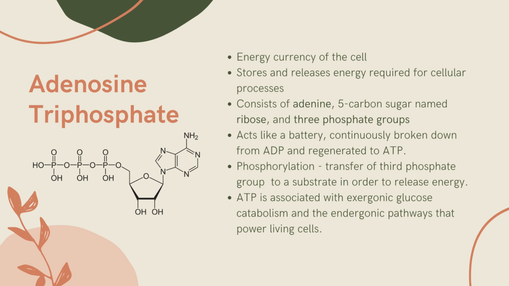In the processes that we will talk about later, ATP is continuously broken down to ADP, which is adenosine diphosphate. Adenosine diphosphate has two phosphate groups instead of three, and ADP is then regenerated to ATP. It acts like a battery because ADP is like a partially charged battery. And then when it is regenerated to ATP, it becomes fully charged.